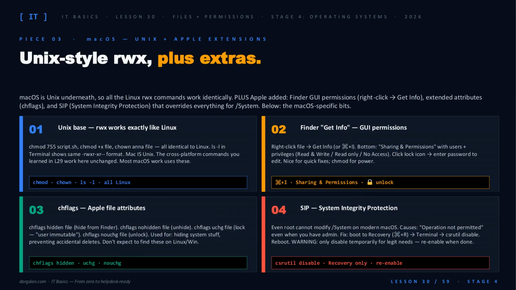Now zoom in on macOS, because it's the interesting hybrid. Underneath, it's genuine Unix. Every chmod, chown, and ls -al from the last lesson works unchanged, which is why Mac users feel right at home in Terminal. But Apple layered 3 extras on top: Finder's Get Info panel for quick GUI tweaks, flags for things like hiding files or marking them immutable, and SIP, System Integrity Protection, which locks down systems so completely that even root gets told no. Remember SIP when you see "Operation Not Permitted" on an admin account. That's not a permissions bug, that's Apple protecting the OS from you.